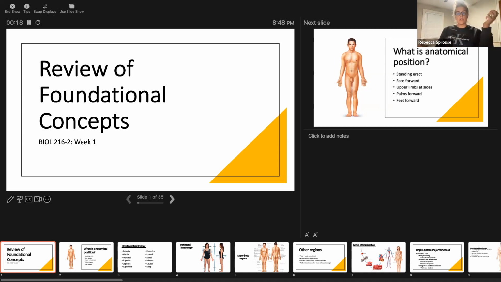This first module is all about a review of foundational concepts for A&P. These are all concepts that if you've taken 215, you probably went into more detail, but it is important that if you haven't taken 215, that we go over some of the basic stuff that you're going to need to understand to move forward with the rest of the organ systems. And honestly, even if you've taken 215, this is a really great refresh.